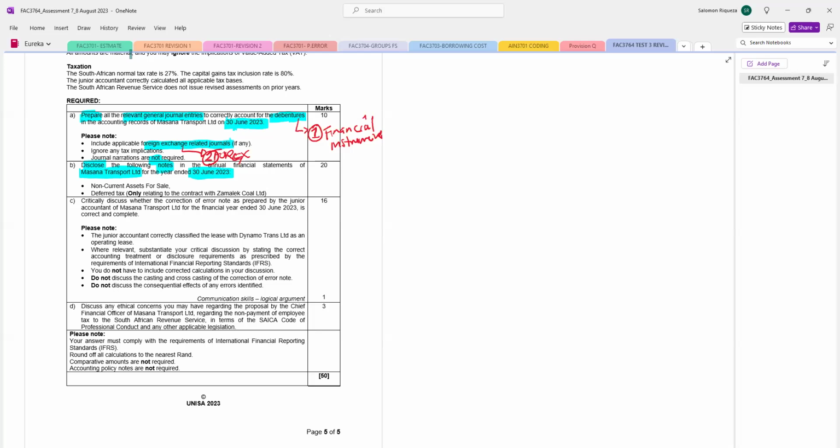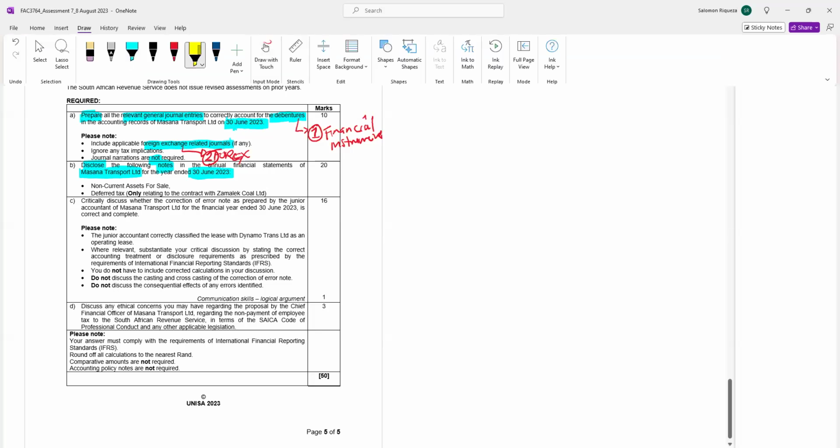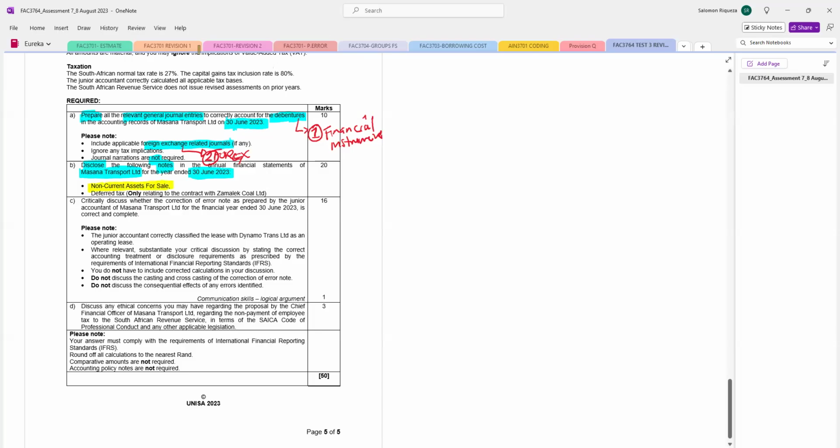And then the notes they are talking about, let me use a different color. So we're doing non-current assets held for sale. This one, it's really loved. I think we've done several questions on non-current assets held for sale. All right, they love this one.